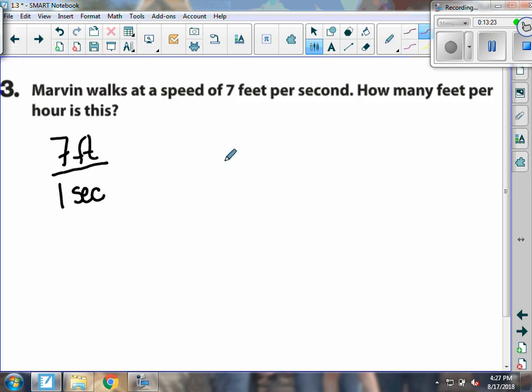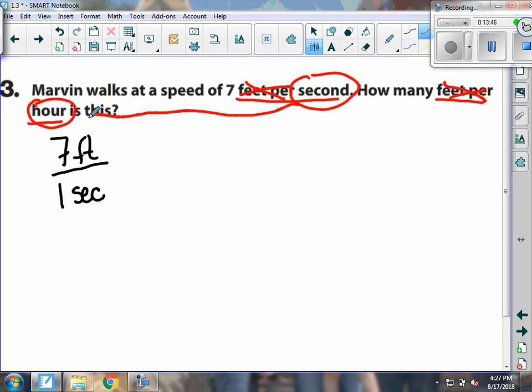Okay, now I'm going to underline my units of measure. And I'm going to look at what is the same and what is different. In this case, we have our feet per. That's the same, so I'm going to cross that off. That is not changing. What is changing, however, is we are changing seconds into hours. So we need to figure out what we're going to multiply our 1 by.